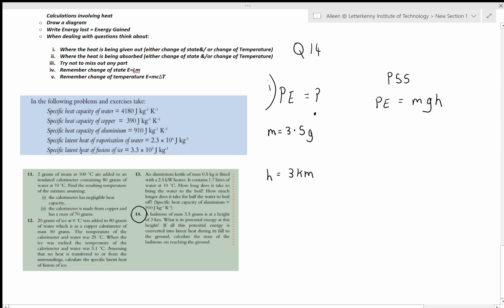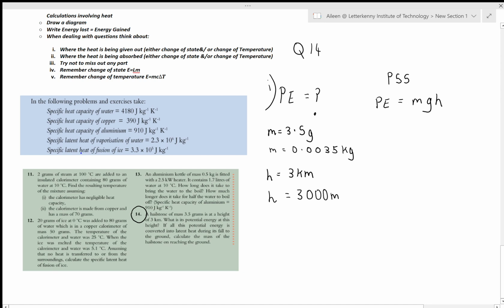The first thing we must do is convert our values from grams to kilograms and kilometers to meters. To convert from grams to kilograms, we divide our value by 1,000. This gives us our mass of 0.0035 kilograms. To convert our height from kilometers into meters, we multiply by 1,000. This gives us 3,000 meters.